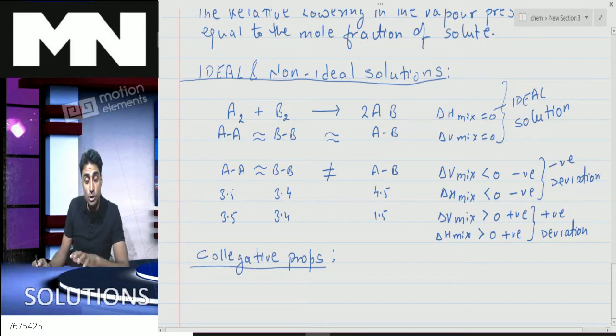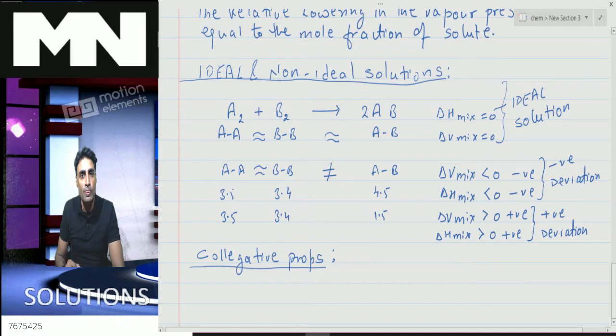Such properties do not depend on the nature of the particle. I give you one example for that. See, as far as the boiling point of water is concerned, the boiling point of pure water is 100 degrees Celsius. If I add some sodium chloride into that, the boiling point will get elevated. How much will be the elevation in the boiling point? That basically depends upon the amount of salt I am adding. The more the amount of salt I add, the higher will be the elevation in the boiling point. That means elevation in boiling point is a colligative property. It depends upon the quantity of the salt, and not on the type of salt.